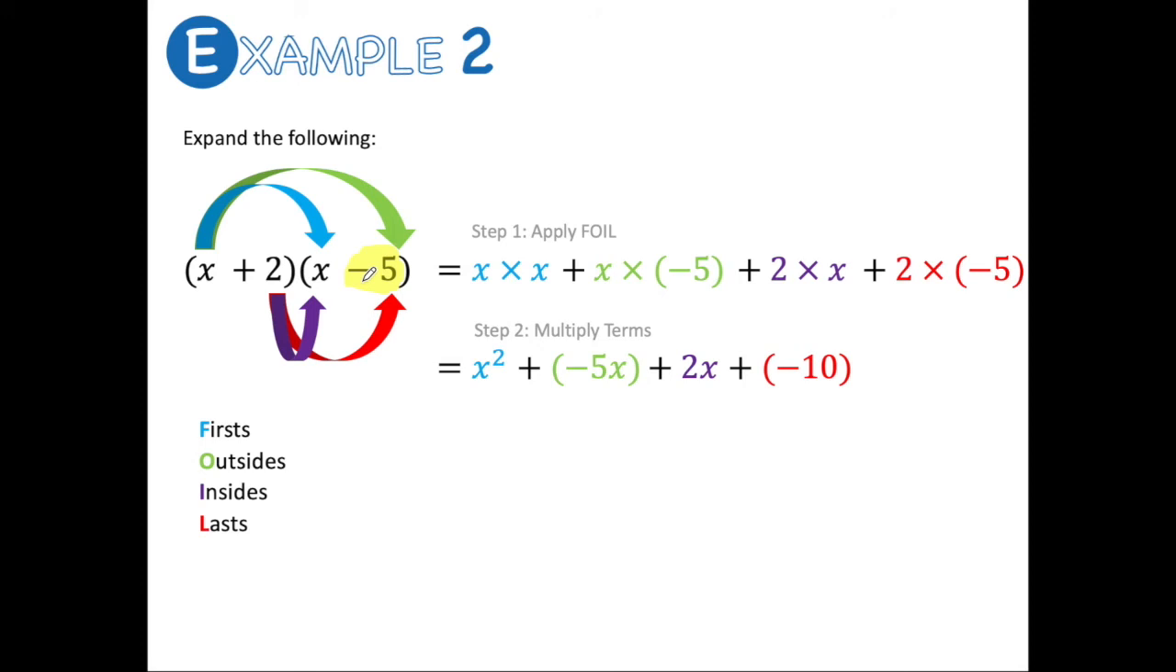So now I can have a look for like terms, and I've got a negative 5x and a 2x. So when I add those like terms together, it is going to get me a negative 3x. So my expanded expression is going to be x squared minus 3x minus 10. Now, if you wanted to, you can also write that as x squared plus negative 3x plus negative 10. But when I'm writing my final answer, I like to convert it back into subtractions. So it is going to be x squared minus 3x minus 10.